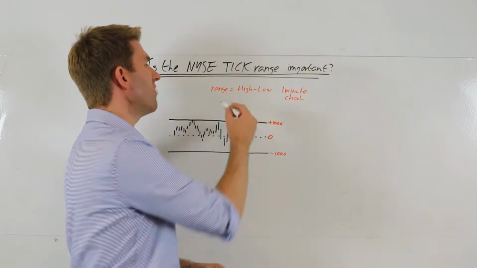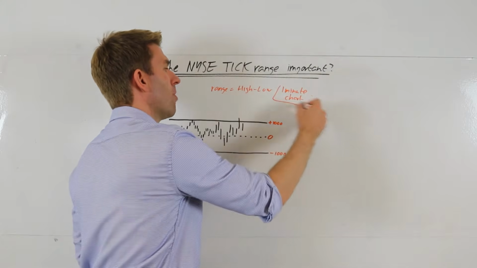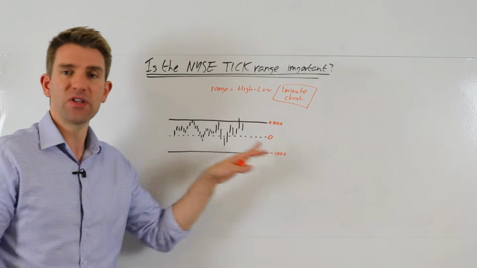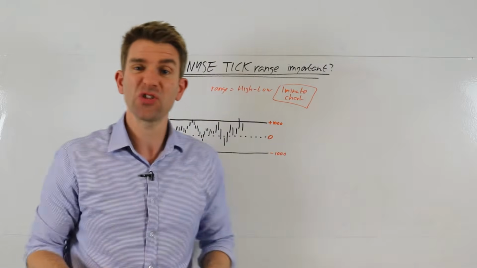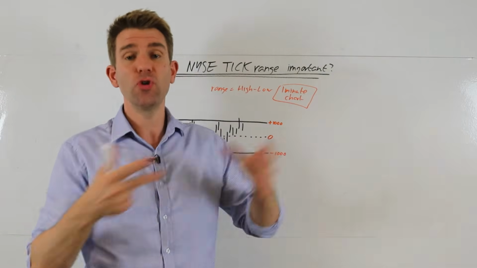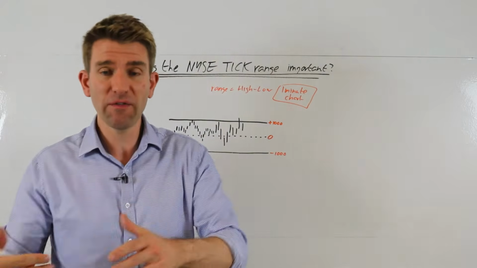All right, guys, so range is high minus low, and I'm thinking of a 1 minute chart here. This is generally what your tick index is going to look like, right? Your tick index, just as a reminder, is the number of stocks on the New York Stock Exchange trading on the offer minus the bid.